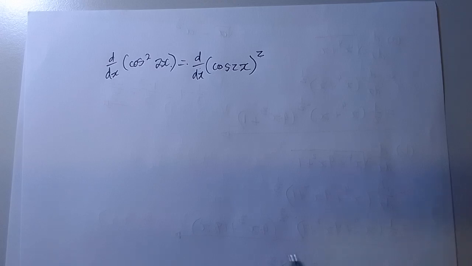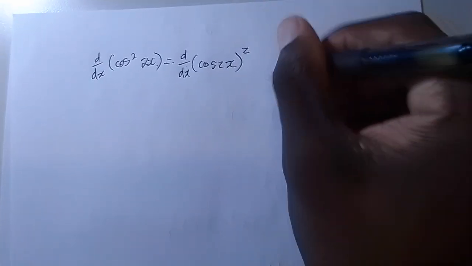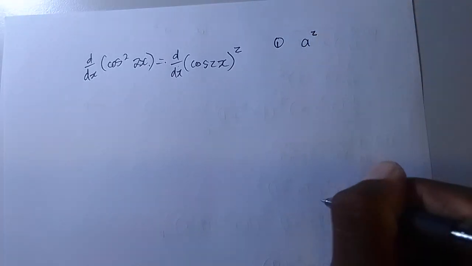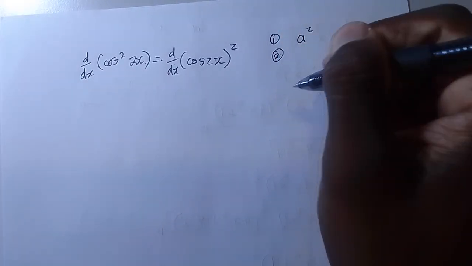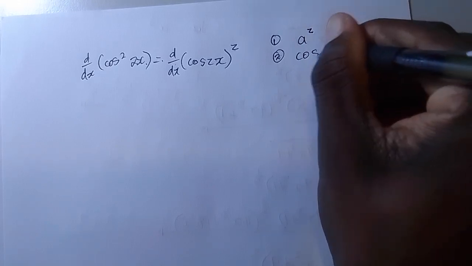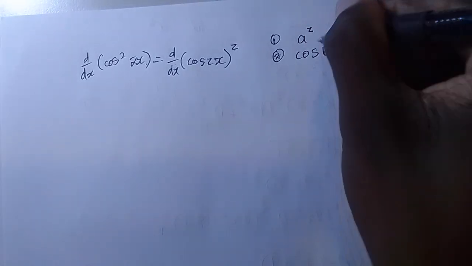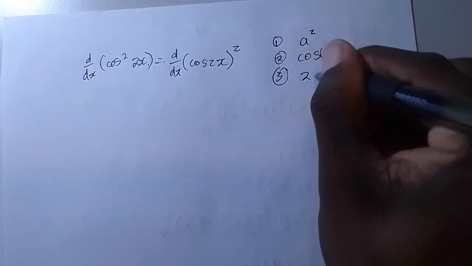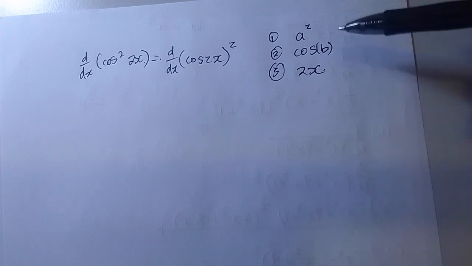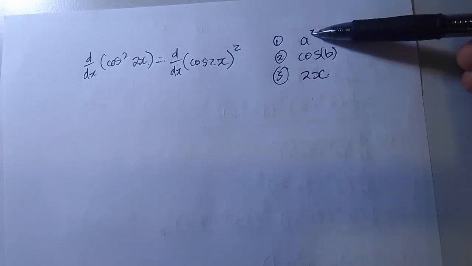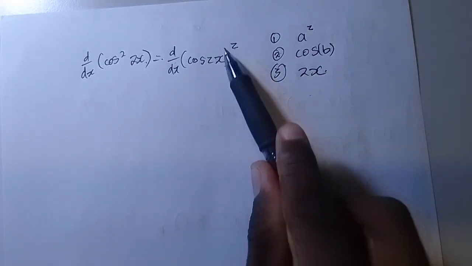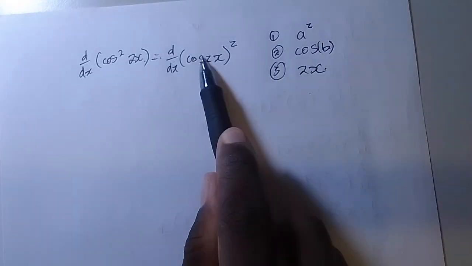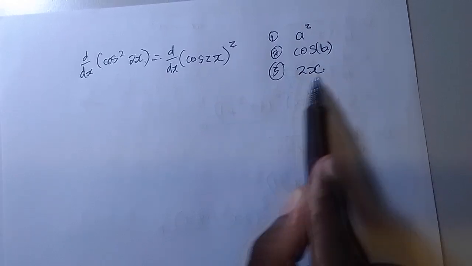How many functions do you have? First function is something squared. Second function is cos something. Third function is 2x, right? We have these functions. The outside function is something squared, since we have the squared. The second function is cos something. The third function is 2x.